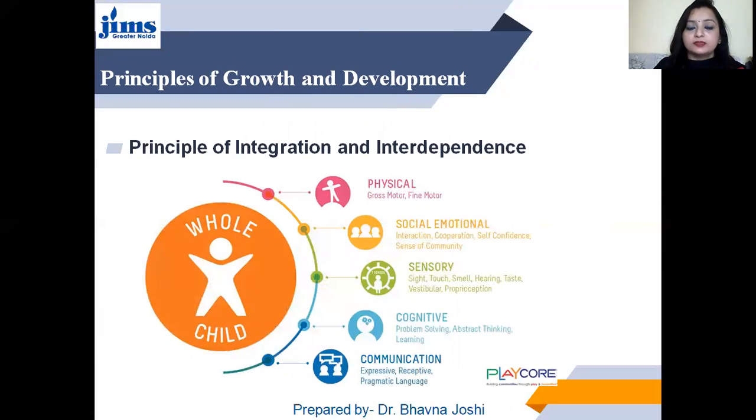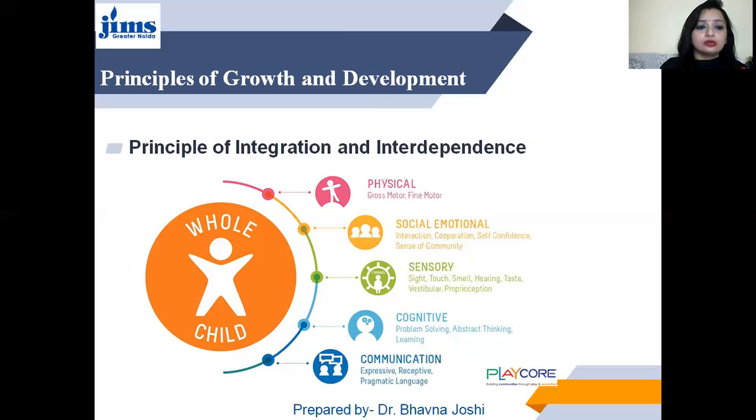Next principle is the principle of integration and interdependence. Whenever we talk about a child, we talk about him as a whole. When I say as a whole, it means the overall development of the child, which includes physical, social, emotional, sensory, cognitive, language, and communication development. All these types of development are interrelated and interdependent.